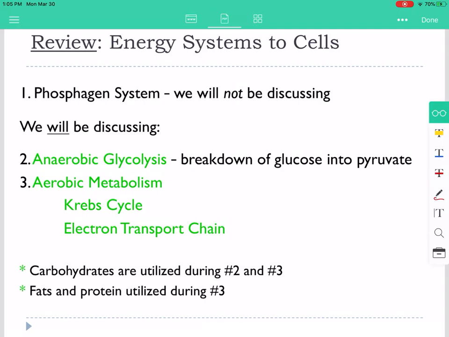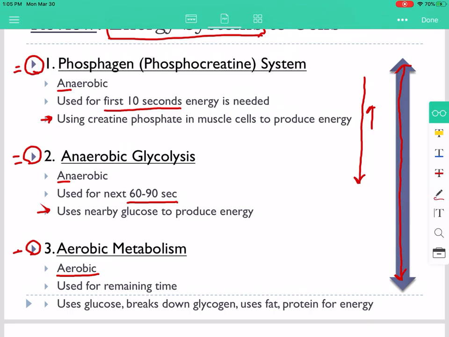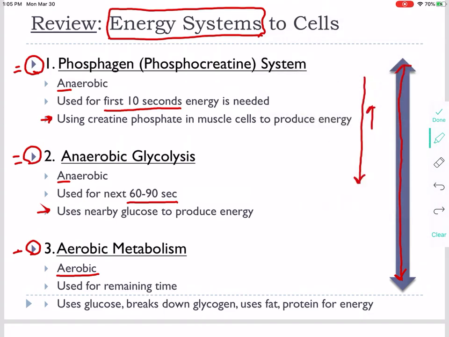Carbohydrates we can utilize during the second and third energy systems. Fats and protein can only be utilized for the third. So if I go back to this, let's change color here. I wish I could put green on here. I guess we'll use blue.